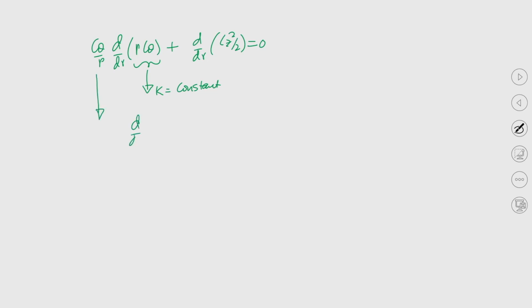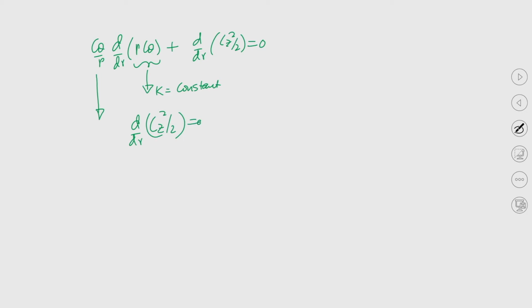So, d/dr of r C theta plus d/dr of C z square by 2 equals 0. Now for free vortex flow, r C theta equals k, a constant, that is what we have written in the last slide. If it is constant, then the first term is 0. So, from this equation we can write d/dr of C z square by 2 equals 0, right.